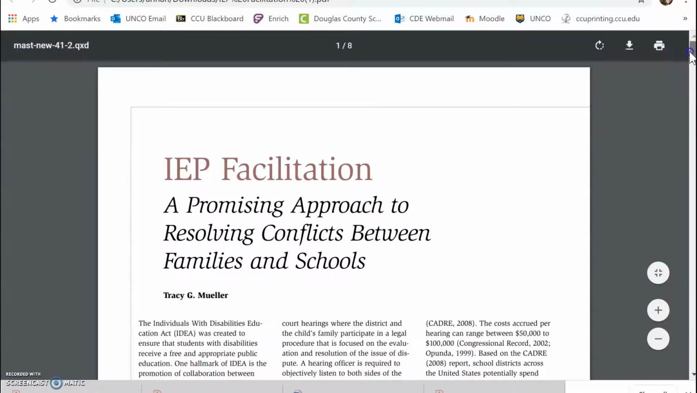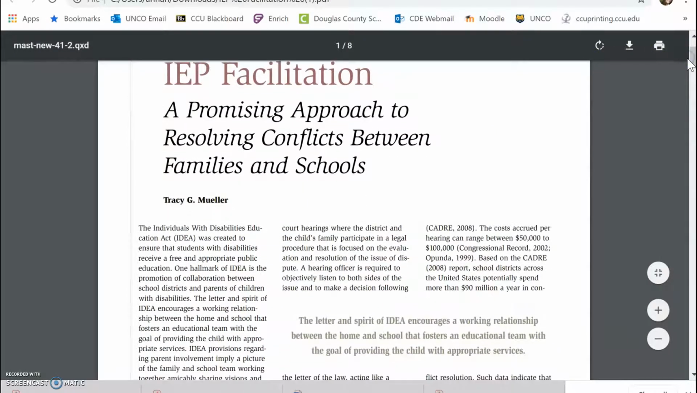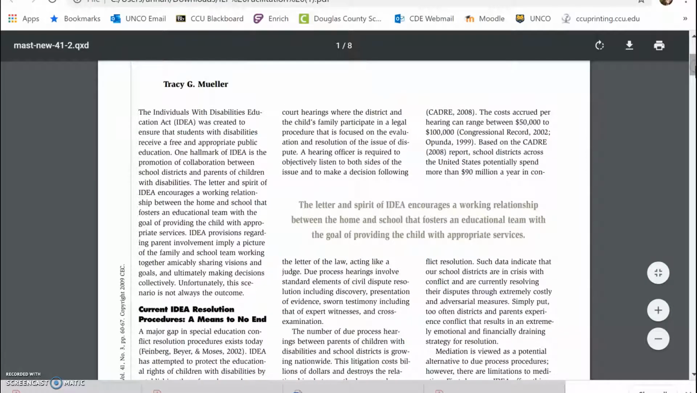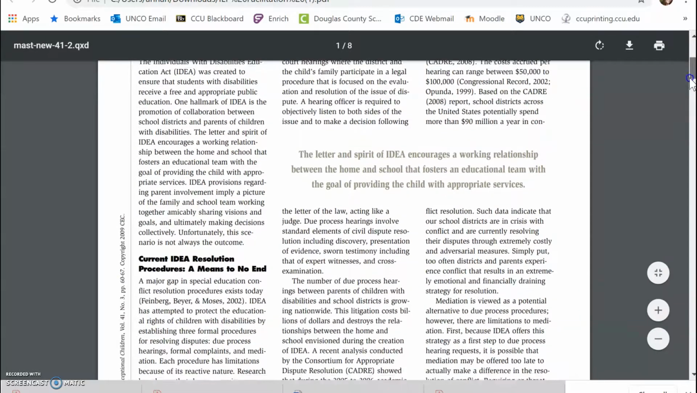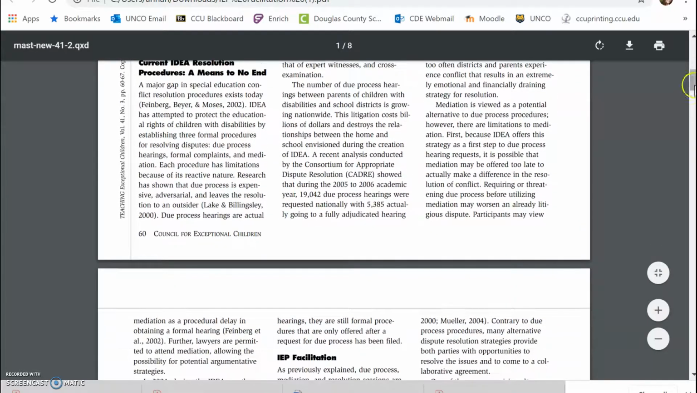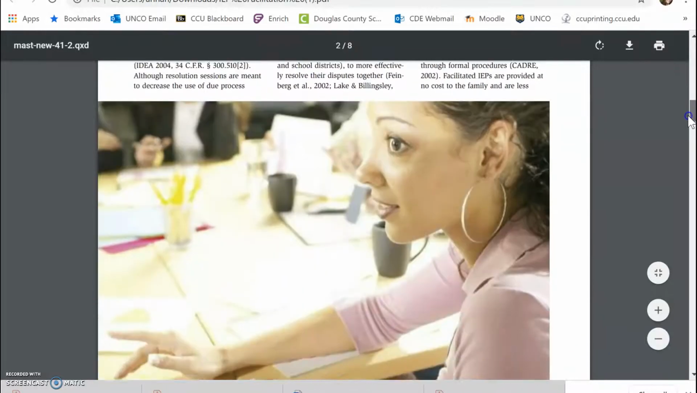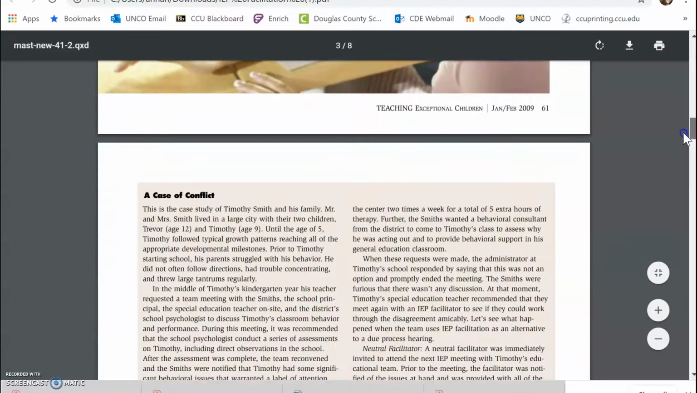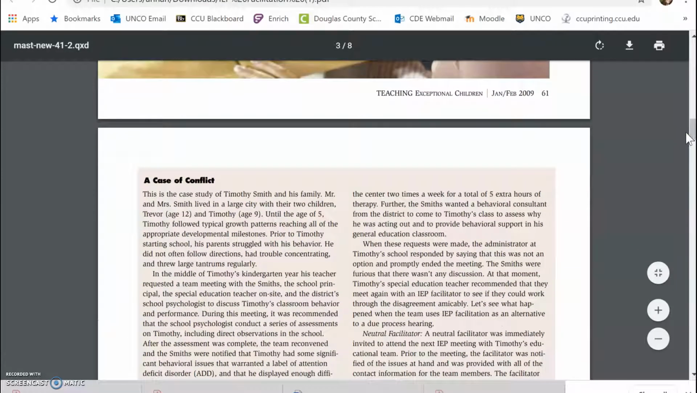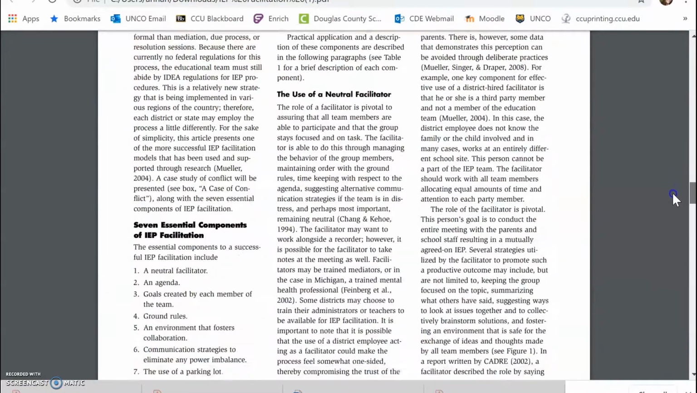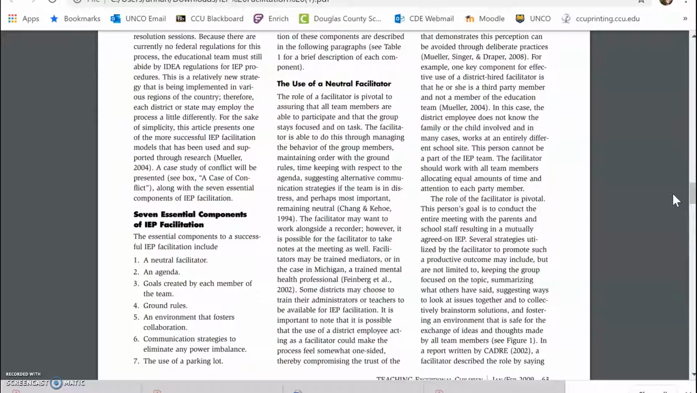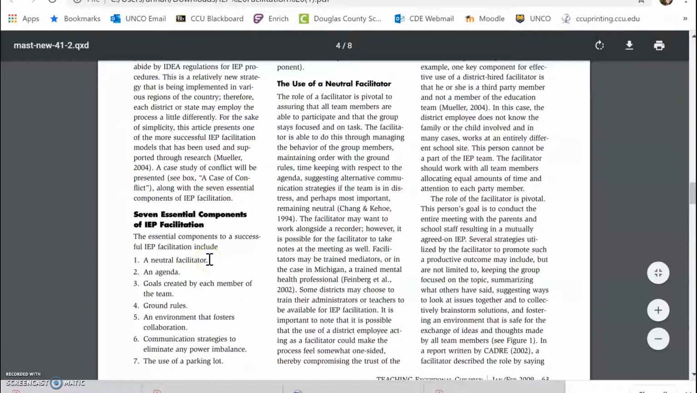This is an article by Tracy Gershwin, who is also an instructor here at UNC, regarding a practice called IEP facilitation, or facilitated IEP. This is an article that is very important to read because it is an alternate dispute resolution method. This was from Teaching Exceptional Children. There's a case study here. The facilitated IEP can help families engage better and with less conflict with school teams. So a neutral facilitator must be present.